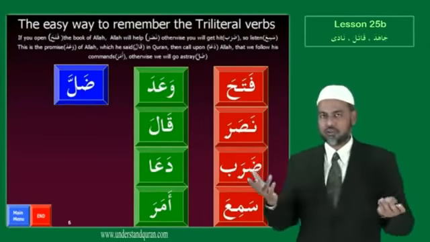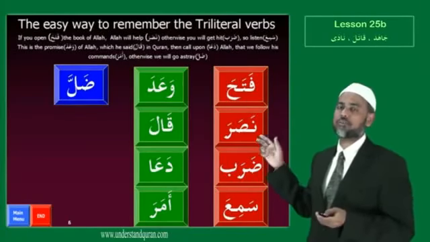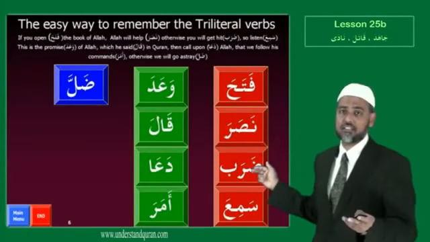That is, if you open the Quran, Allah will help you. Otherwise you will be hit.